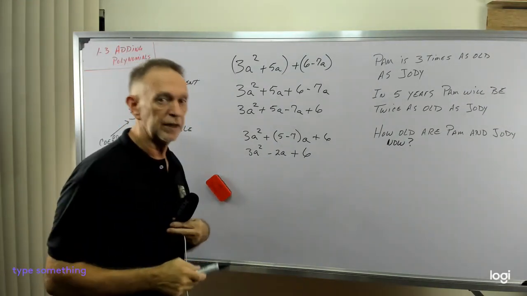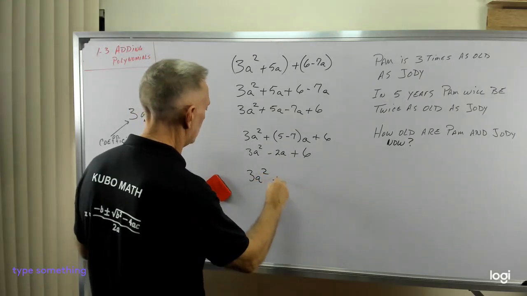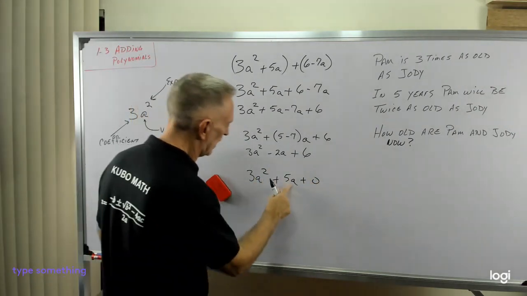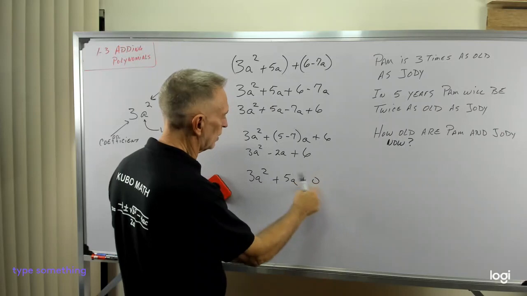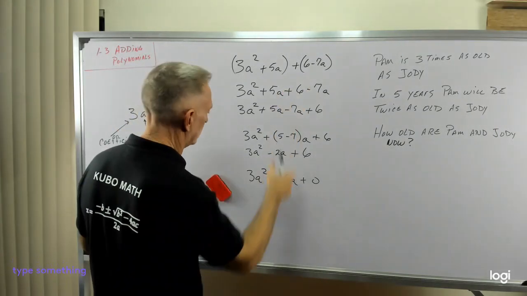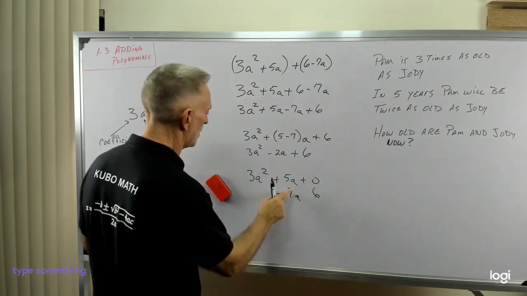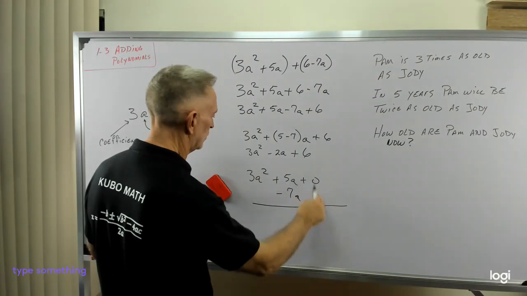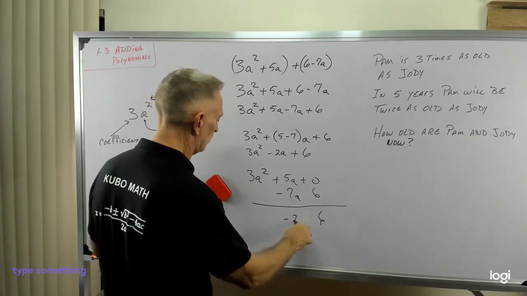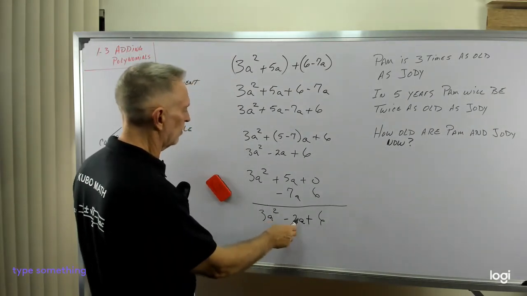Now we can do this in an old school way. I just thought of this. We could say 3a to the second power plus 5a plus, I have a to the second power, a to the first power, but I don't have a constant out here, so I'm going to put 0 just as a placeholder. And I'm adding 6 and a minus 7a. Okay, 6 plus 0 is 6. 5 plus a minus 7 is a negative 2. And 3a to the second power. 3a to the second power minus 2a plus 6.